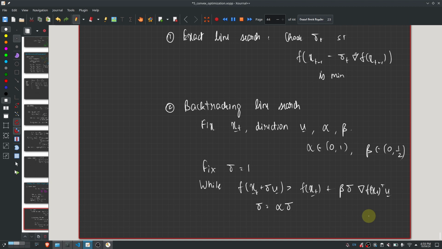So if u is along the negative gradient, suppose, then this quantity is less than 0, right? Because the inner product between the gradient and u is going to be strictly less than 0. And you choose beta and delta to be greater than 0. Both beta and delta are greater than 0.